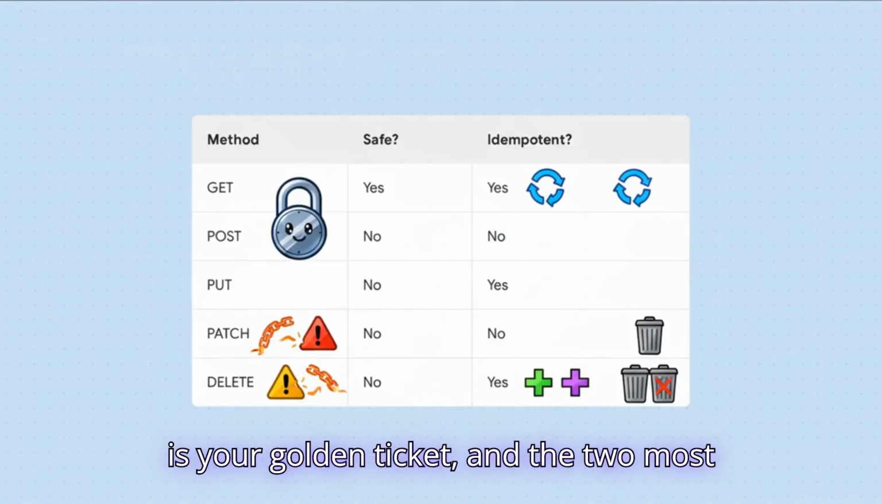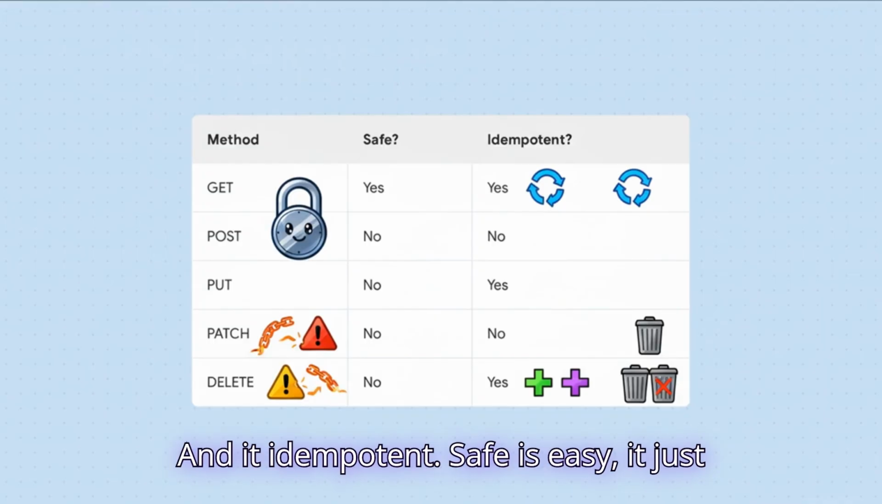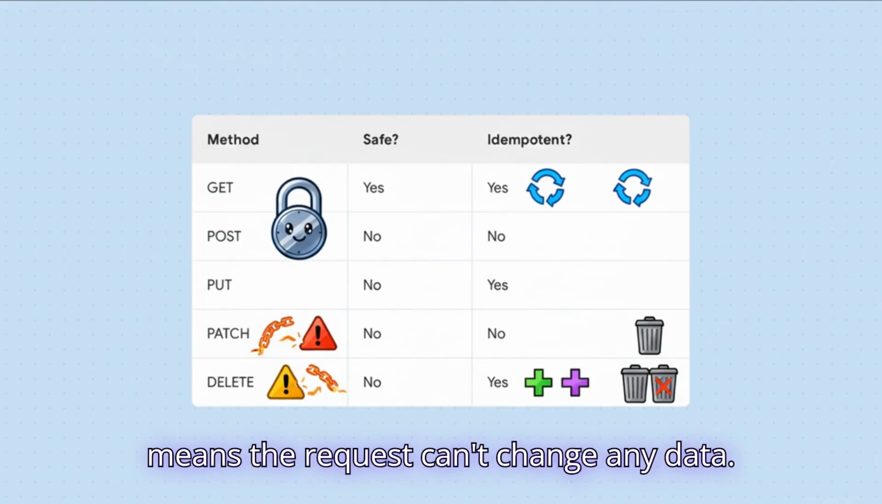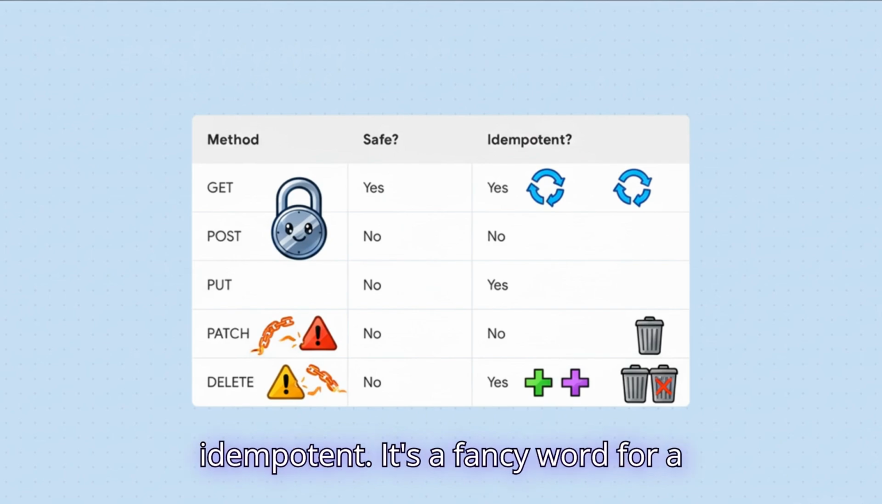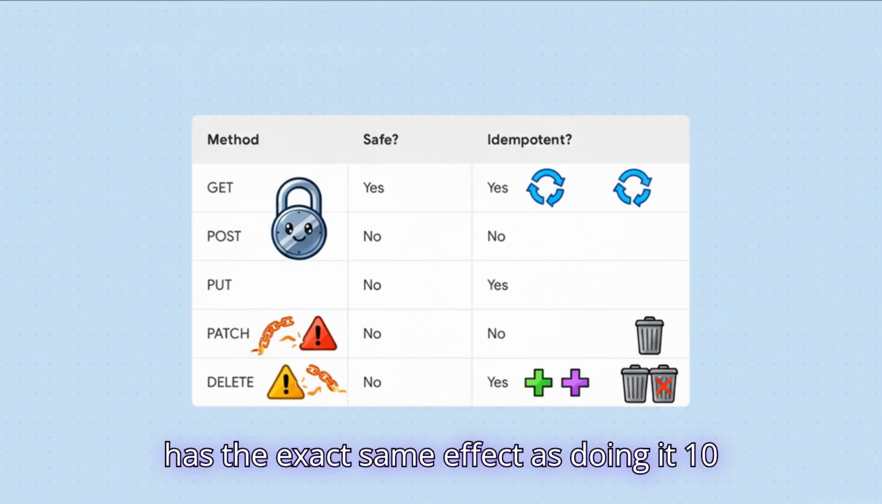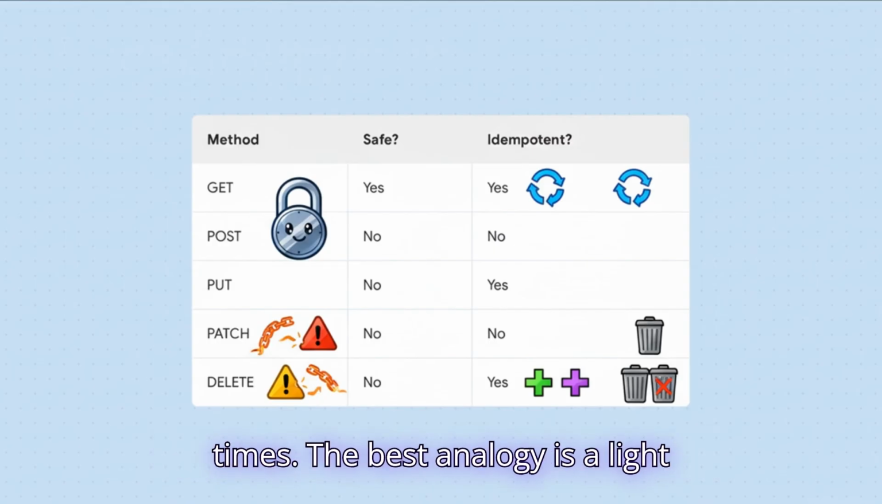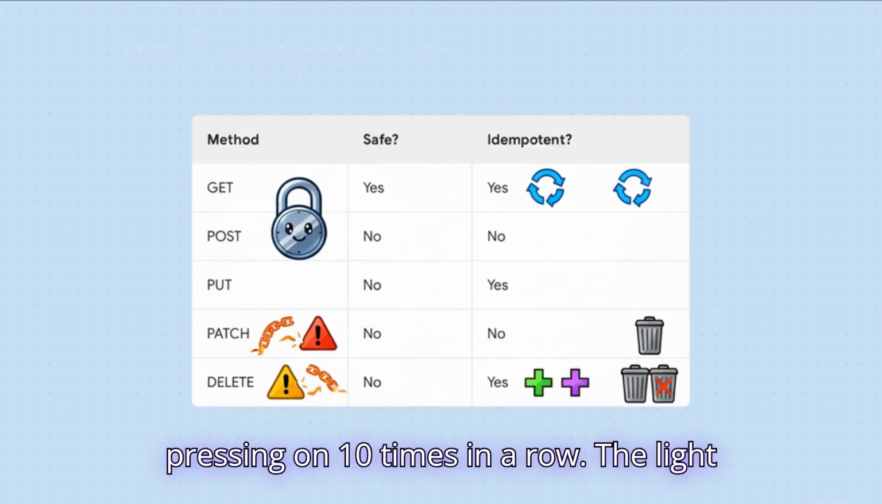This table right here is your golden ticket, and the 2 most important columns to understand are safe and idempotent. Safe is easy. It just means the request can't change any data, so only get is truly safe. Now, idempotent, it's a fancy word for a really simple idea. Doing something once has the exact same effect as doing it 10 times. The best analogy is a light switch. Pressing on once is the same as pressing on 10 times in a row. The light is just on.